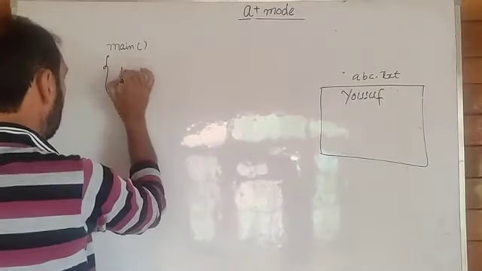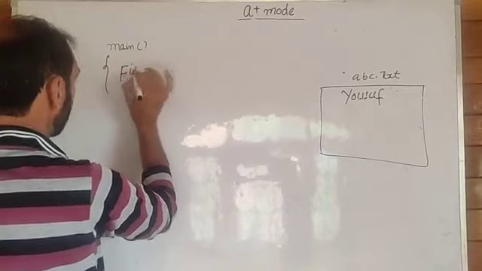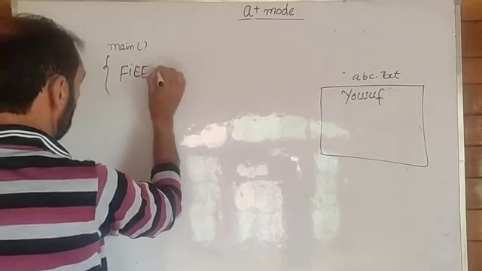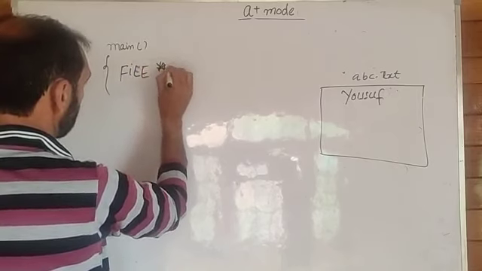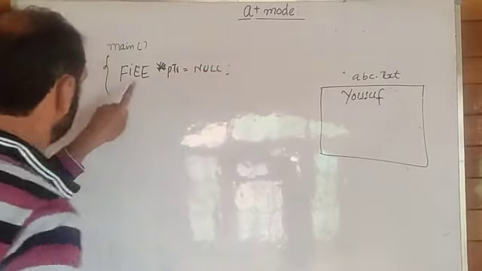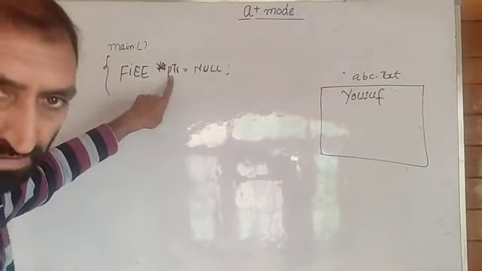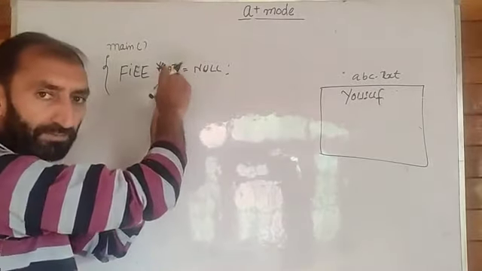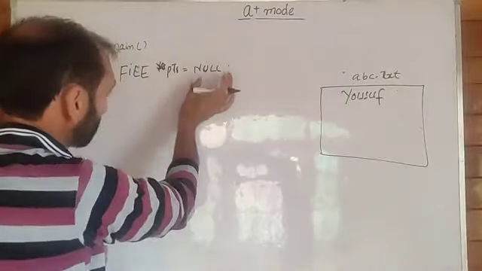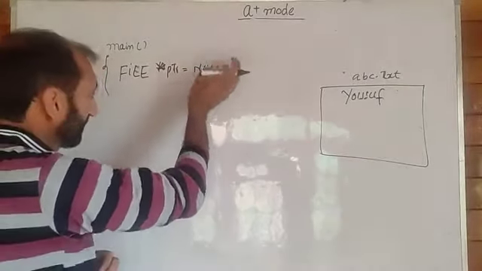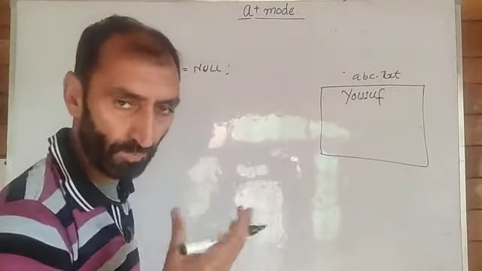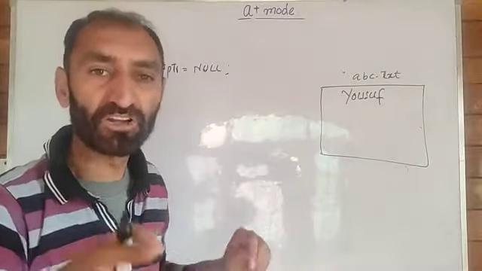For example, here I am going to declare a file pointer: FILE asterisk ptr, and initially I have initialized it with NULL. PTR is a file pointer. That means we can say PTR is a pointer variable which holds the address of the FILE type object. Initially, it contains NULL. And after that, in order to perform an operation, we have to open that file.